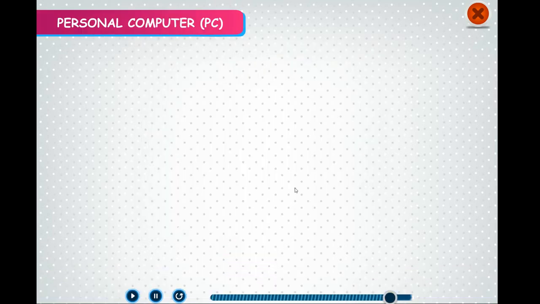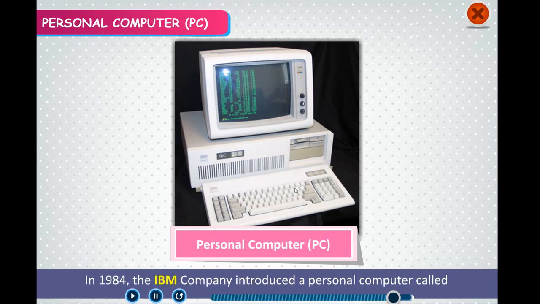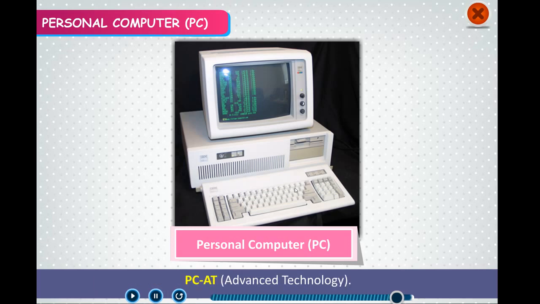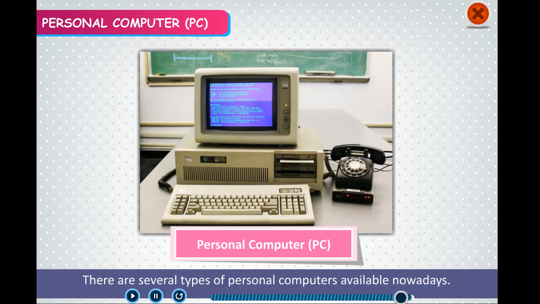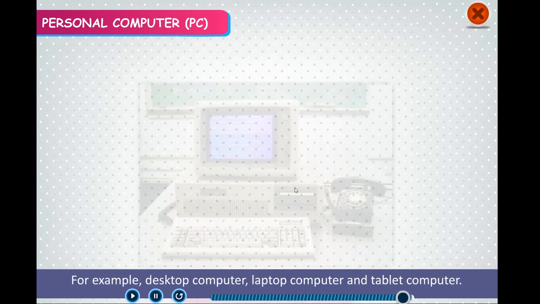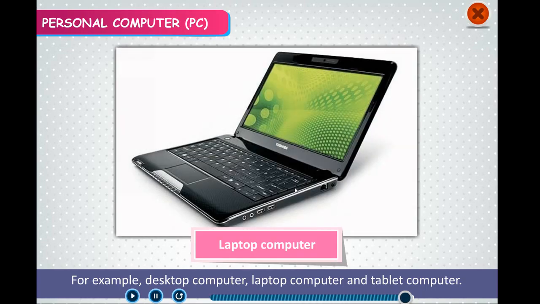Personal computer, PC, PC AT. Computers have come a long way since then. In 1984, the IBM company introduced a personal computer called PC AT, Advanced Technology. These computers were small in size, fast in speed and never made mistakes. There are several types of personal computers available nowadays. For example, desktop computer, laptop computer and tablet computer.